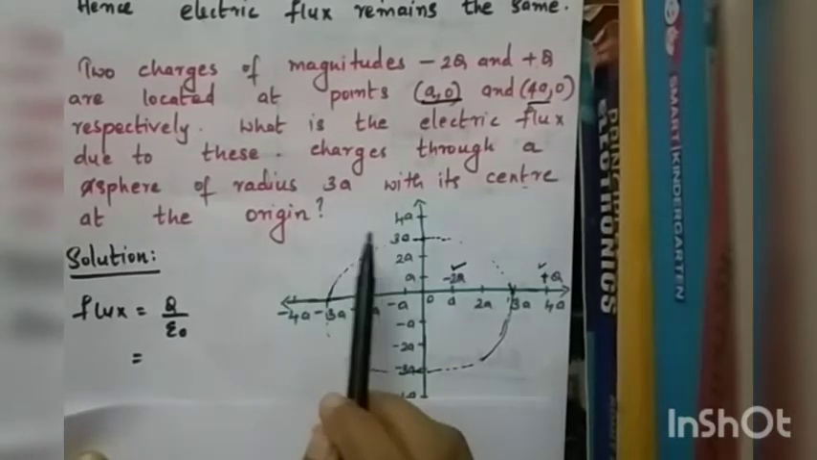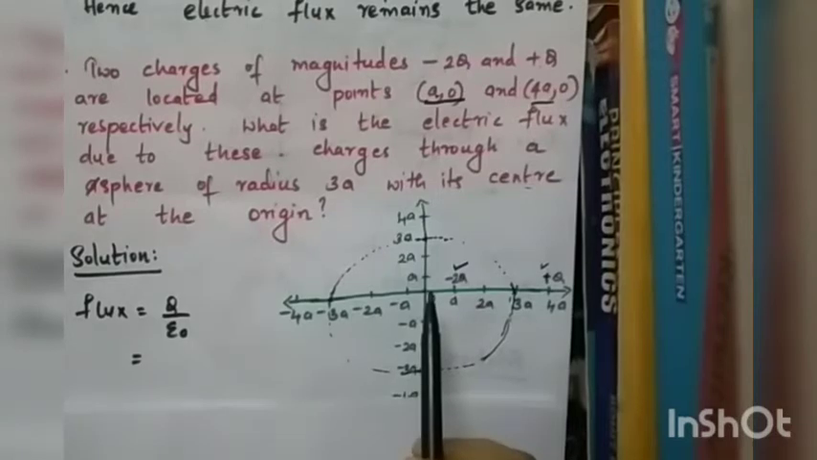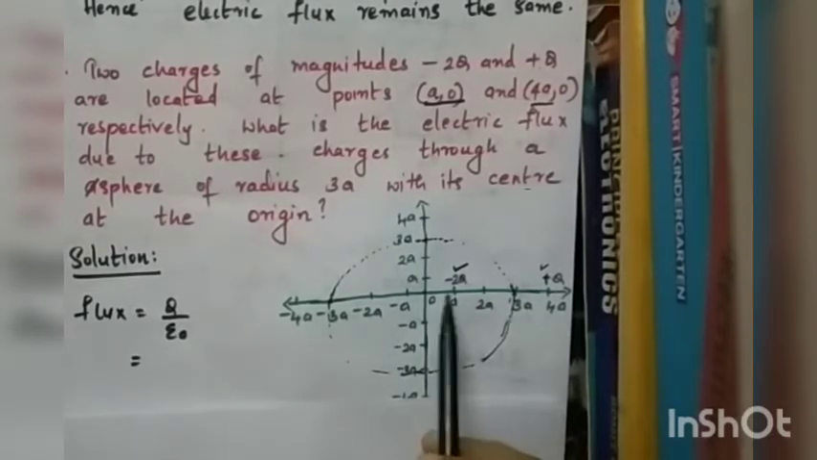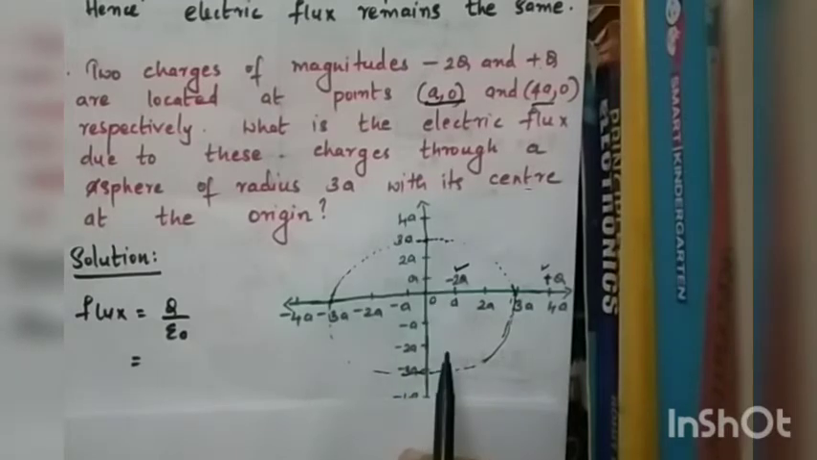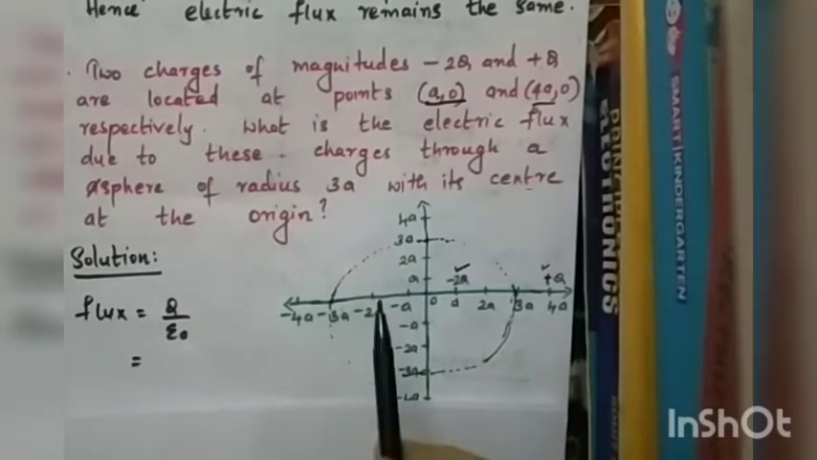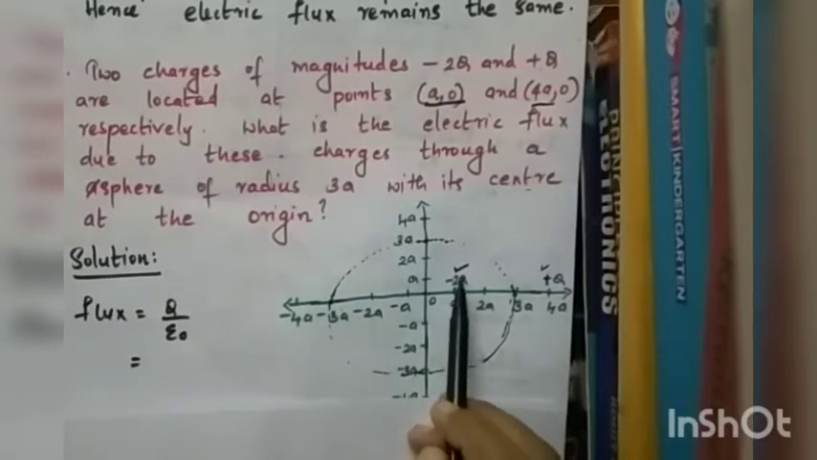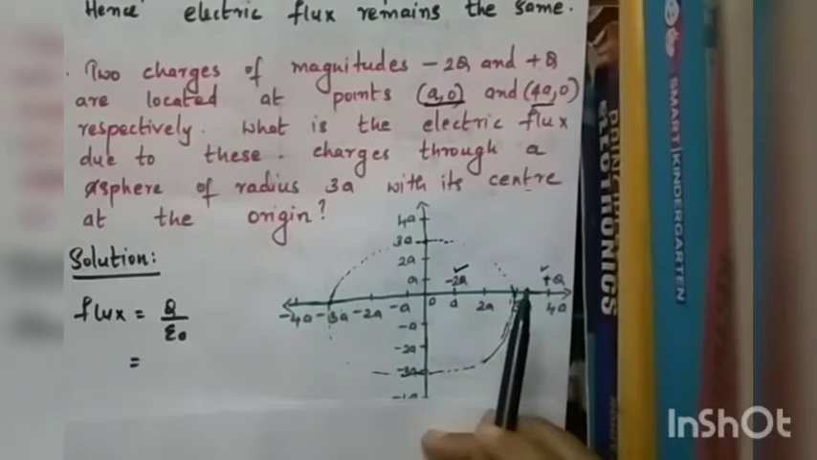Now we need to consider a sphere with radius 3a. Radius 3a means from the origin you need to consider 3 units: 1, 2, 3 on the right side. Again you need to consider 3 units on the left, 3 units on the top, 3 units on the bottom. Then you need to construct a sphere across these points. So this will be the sphere. The sphere encloses the charge minus 2q. Plus q charge is lying outside the sphere.